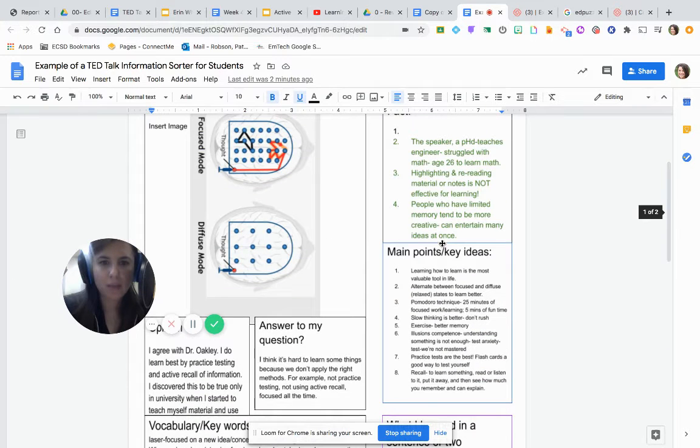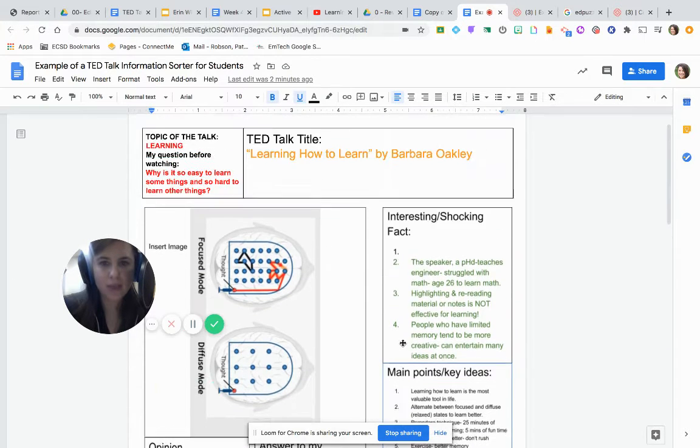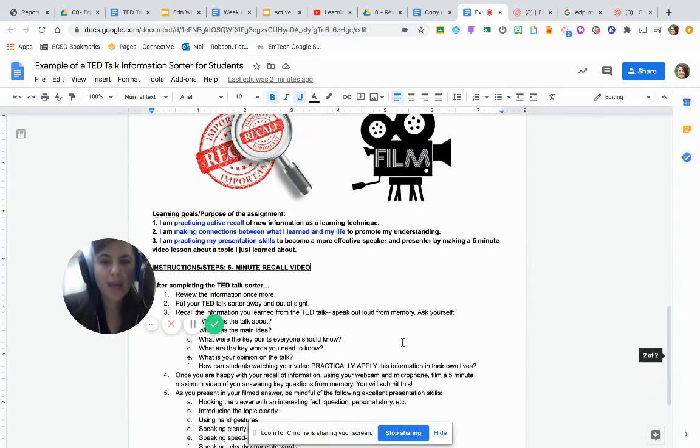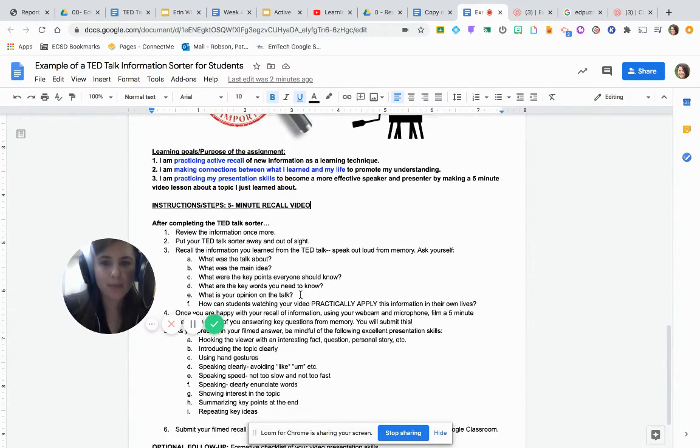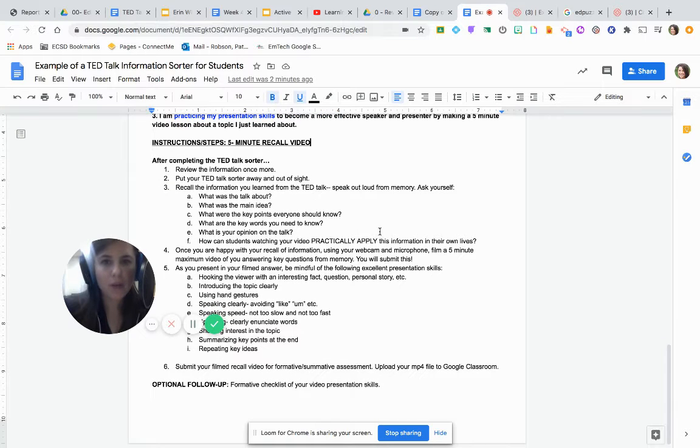So I'm going to show you what I mean by this. I'm going to practice using this TED Talk sorter about learning how to learn. And I am at step 3 because I put away the information. And now I'm recalling, okay, what was the topic about? It was about learning. What was the main idea? I'm going to have to think about that. I think the main idea was that learning how to learn is the most important tool you can learn in life, and that sadly many students are not learning effectively, and that limits their chances in life. So that's what I got out of it.